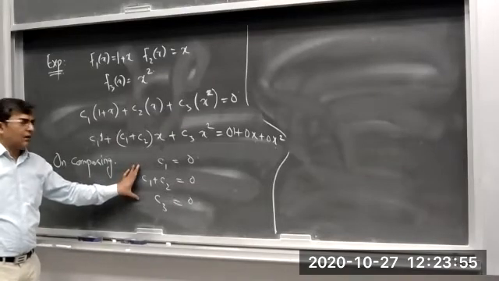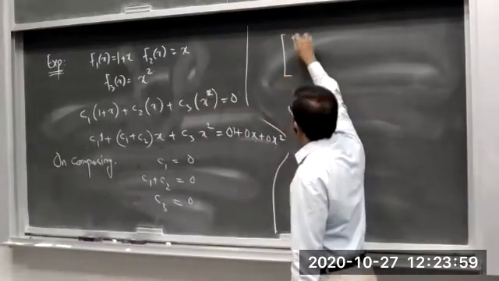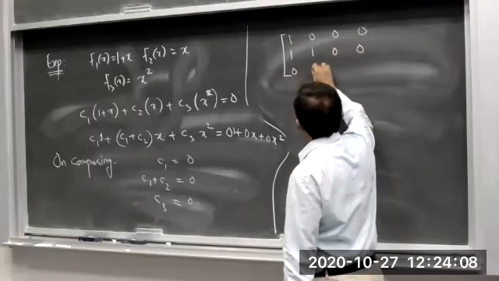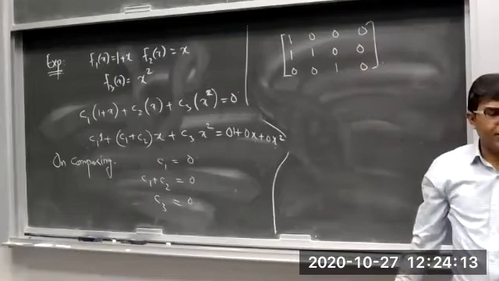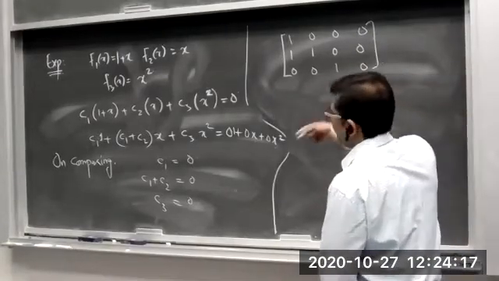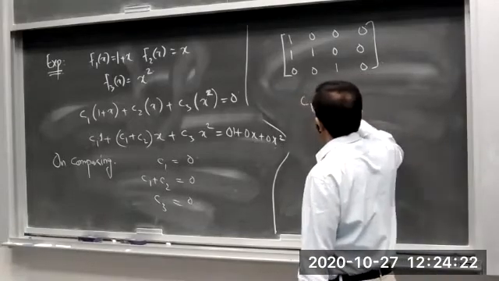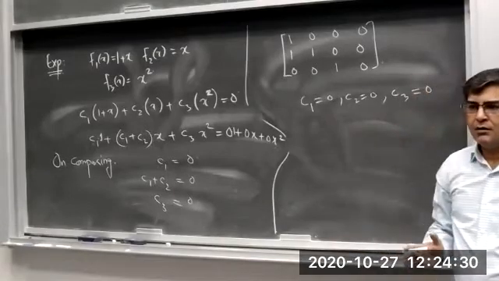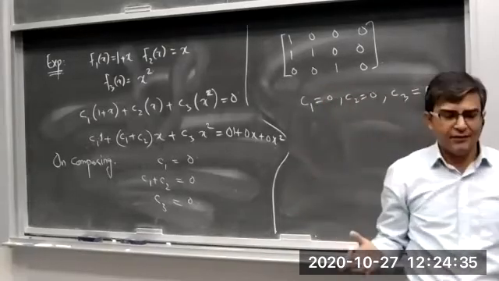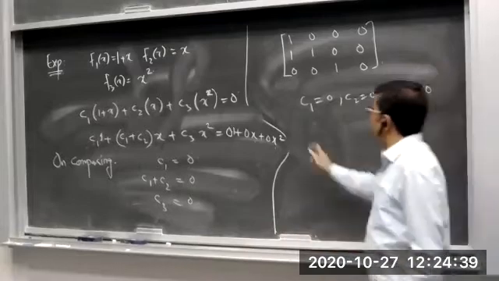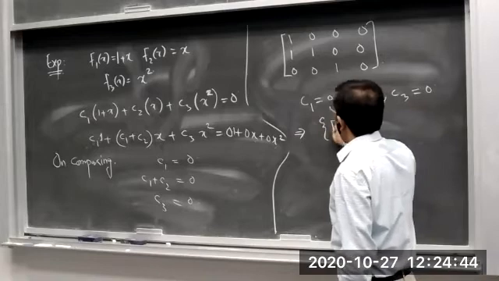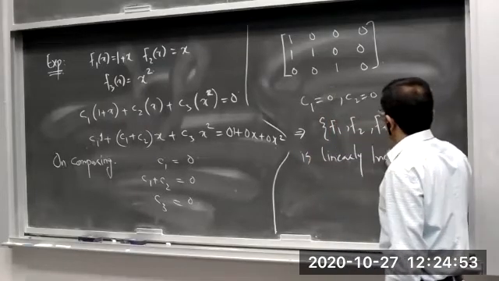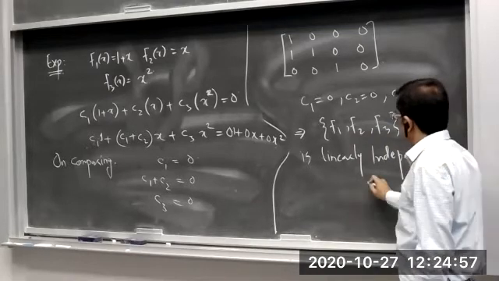What do we get here? We get a homogeneous linear system, which can be written in augmented form: 1, 0, 0, then 1, 1, 0, 0, and then 0, 0, 1, 0. After solving this augmented matrix, I hope you know how to solve it, it's straightforward. We will definitely get C1 0, C2 0, and C3 0. They are all identically 0. They do not depend on each other. None of the constants C1, C2, C3 is arbitrary. All are identically 0. This means the set of functions f1, f2, f3 is a linearly independent set.